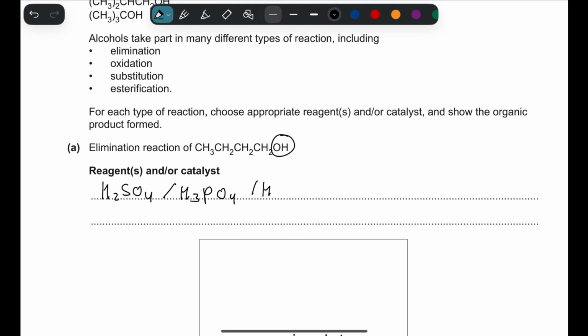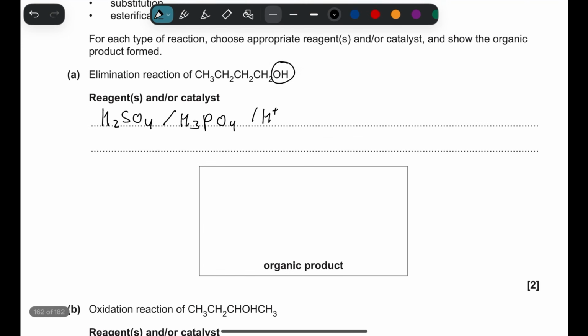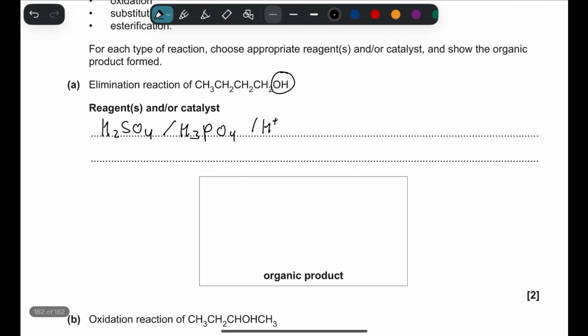I think also if you do H+, they'll allow it. Now, in terms of the organic product form, you can use any type of formula. I just prefer skeletal, really. So what I'd do is we have 1, 2, 3, 4 carbons, and then I just put the double bond here because it was on the end. Yeah, that should be enough to get you a mark.